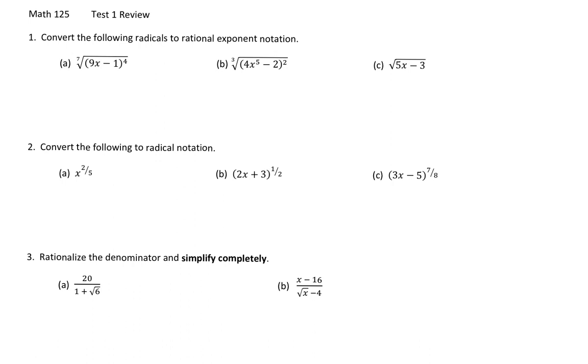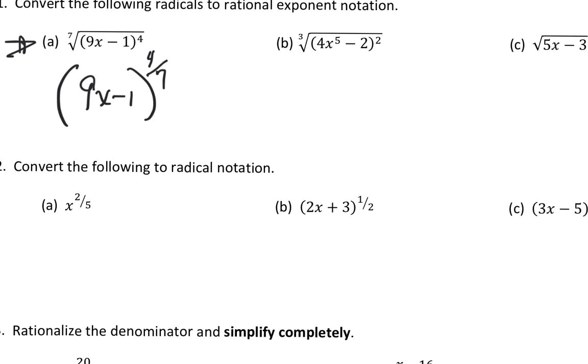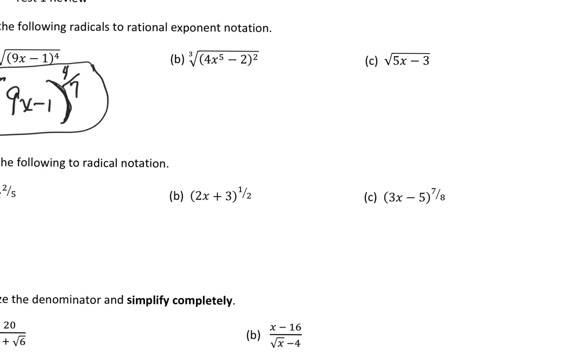I'm just going to start with A. Convert the following radicals to rational exponent notation. Okay, that's writing, we're looking at this one right here. That would be taking the 9x minus 1. Parentheses are very important. Okay, it's raised to the 4th power, and it's the 7th root. I'll zoom in a little bit. Okay, so 4th power. Things to remember: this is your answer. Do not forget these parentheses. Very, very important.